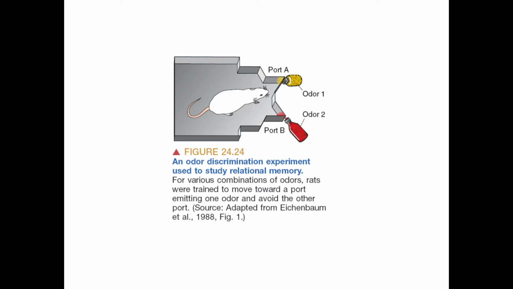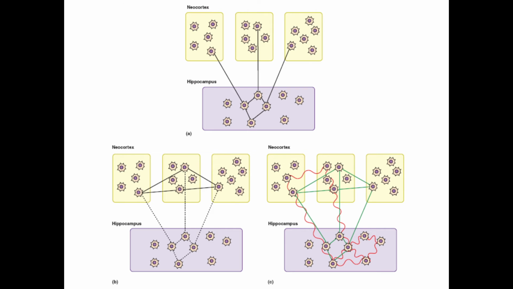This is another experiment they did using different stimuli, in this case odors. So the rats remember places by their smell memory, memory for different smells.